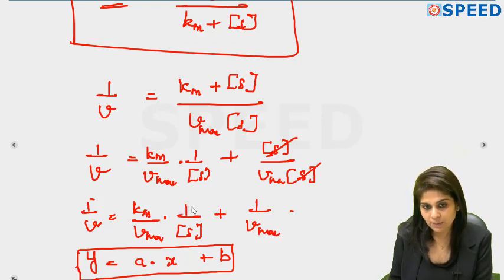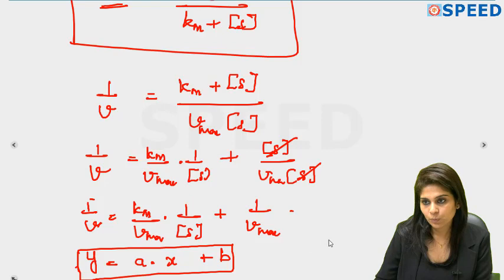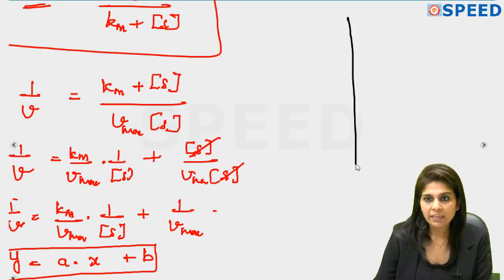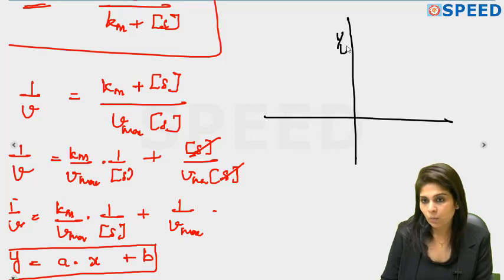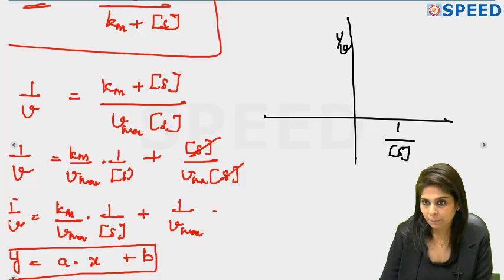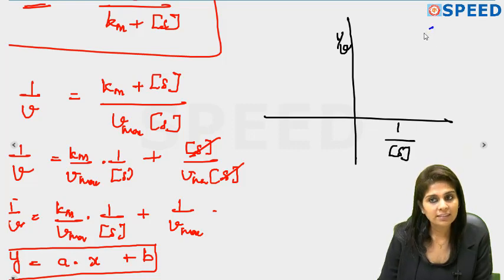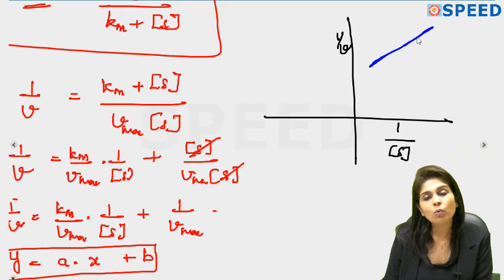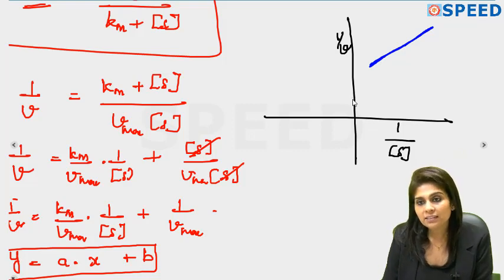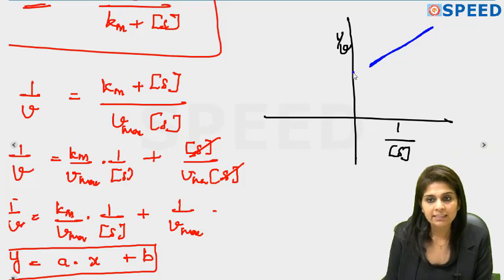Do you understand this? This means if you draw a graph with 1 by V along y-axis and 1 by S along x-axis, you will get a straight line. And for this straight line, if I want you to find out what is the y-intercept and what is the x-intercept, what do you mean by y-intercept and x-intercept? Y-intercept is the point at which it cuts the y-axis. Yeah. X-intercept is the point at which it cuts the x-axis.